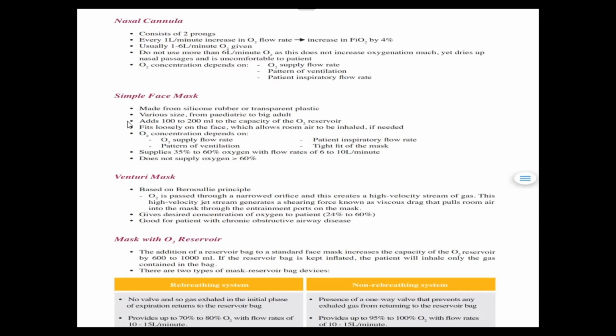Simple face mask, various sizes from pediatric to big adults, used at 5 to 10 liters. So this you all can read, nothing much. You all can read. Venturi mask, okay, this is very important.